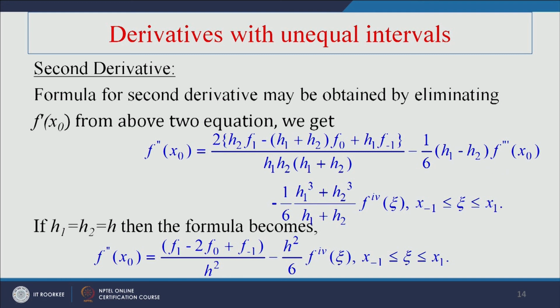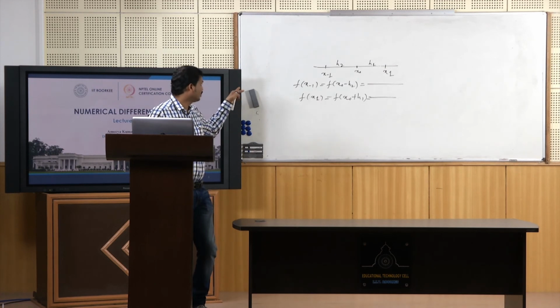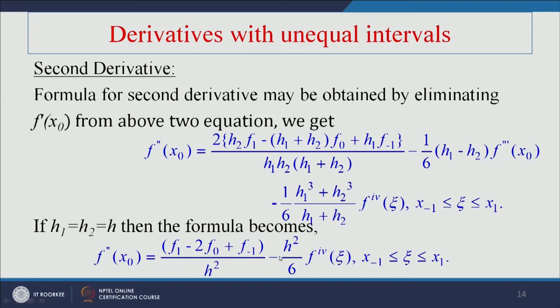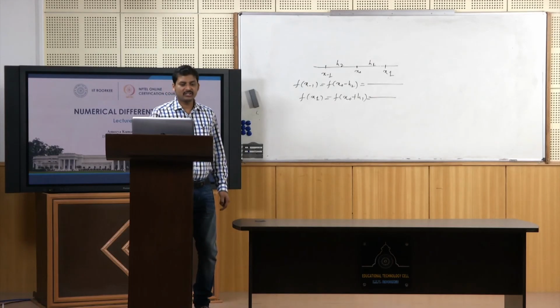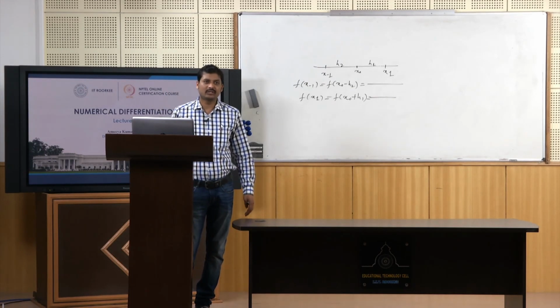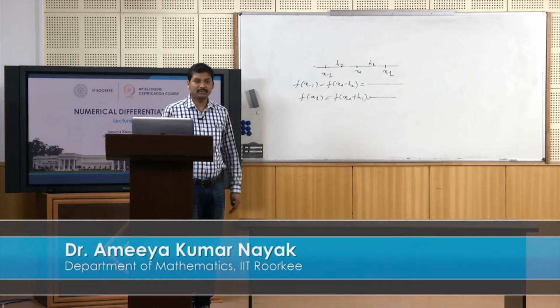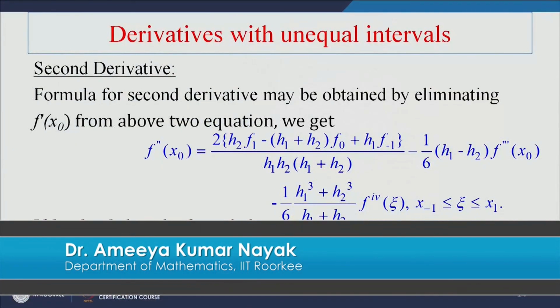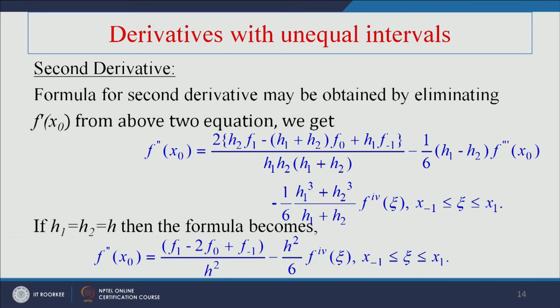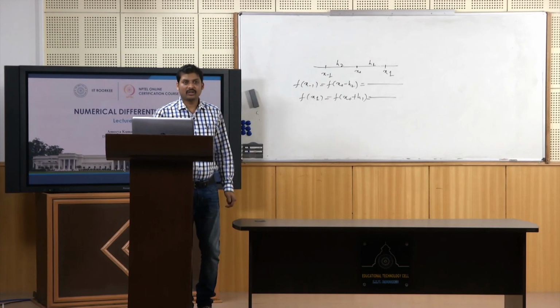Since in the central difference approximation we are considering 3 points, in this form also if we consider h1 equals h and h2 equals h, then we can write f double dash of x0 as f1 minus 2 f0 plus f of minus 1 by h square, and this error occurs in the order of h square. It can be written as minus h square by 6 f fourth of zeta, where zeta lies between x of minus 1 and x1 here. Thank you for listening to the lecture.